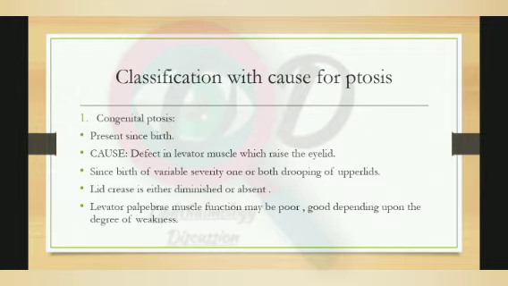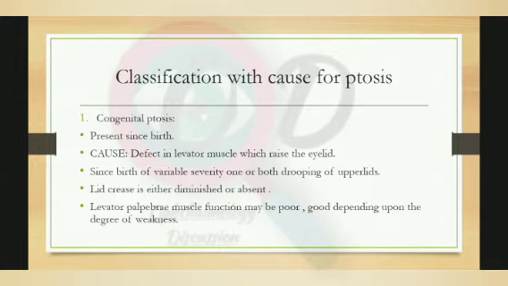The cause is a defect in the levator muscle, which raises the eyelid. For congenital ptosis, almost always the levator muscle is responsible. Whenever there is a defect in the levator muscle, congenital ptosis is there. So since birth, of variable severity, one or both eyelids droop. What does this mean? This means that it can be uniocular or binocular in congenital ptosis.